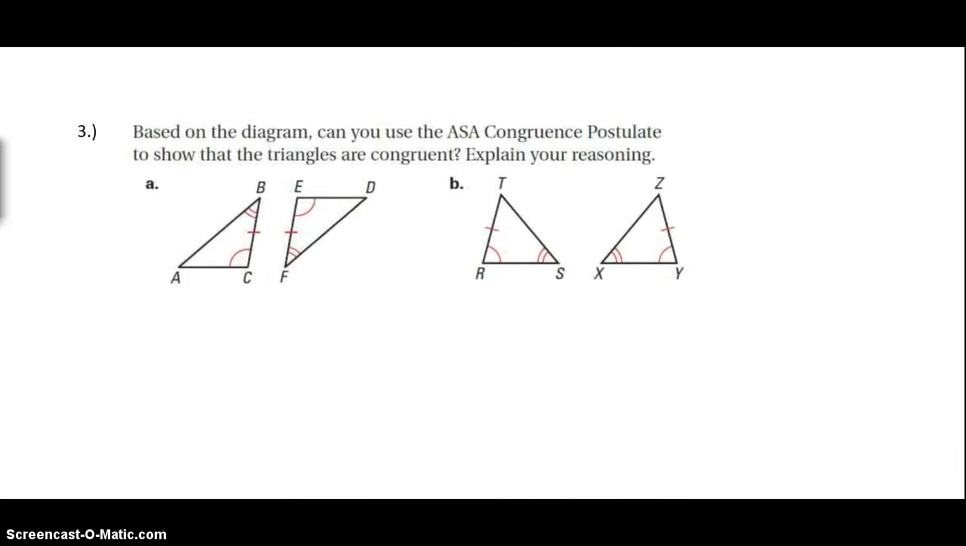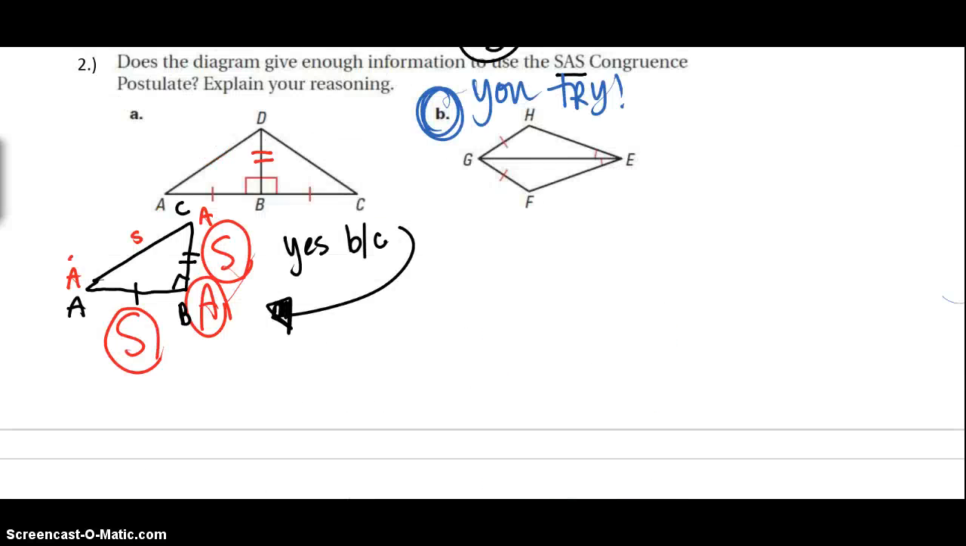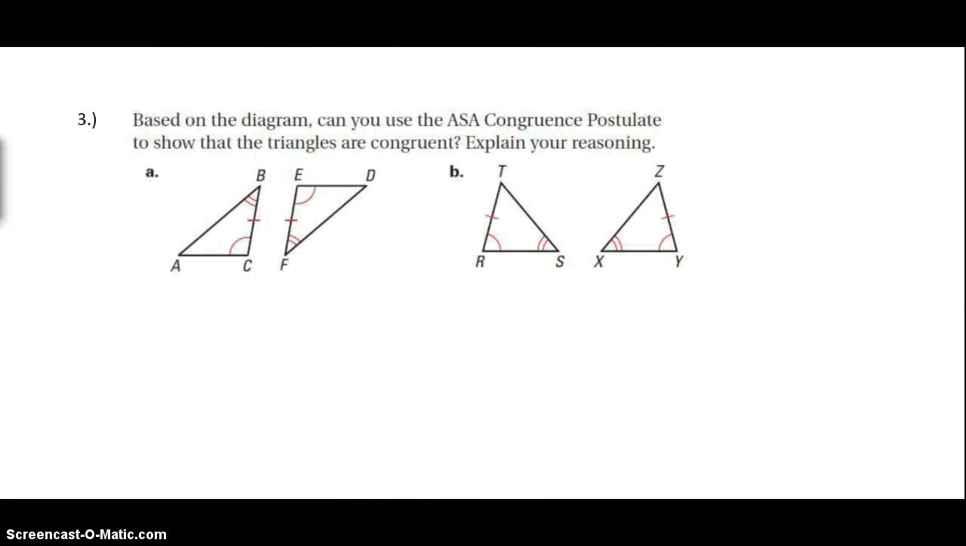Going down here, based on the diagram, can you use the ASA congruence postulate to show, okay, so they want to know if it's angle, side, angle. Okay, so let's look at part A. Looking at this guy right here, they've already broken it off, so there's no shared sides and there's no vertical angles, right? So I'm going to put an A next to every angle, and I'm going to make it really big if that angle is marked. Then I'm going to put an S next to every side, and I'm going to make it really big if that side is marked.